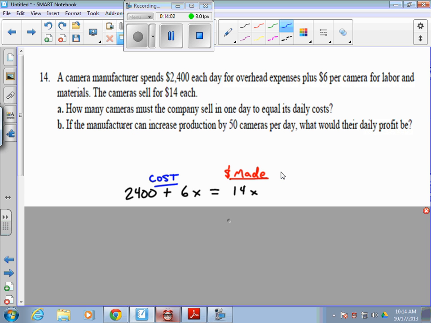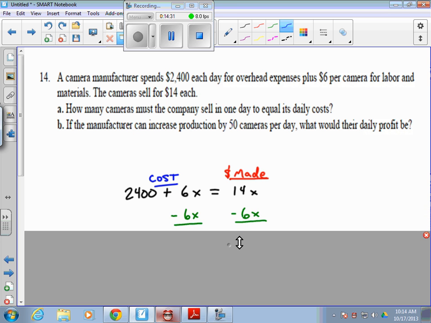So the costs are $2,400 plus 6x, or 6 times the amount of cameras. The amount of money made is 14 times the amount of cameras, x. It asks how much they have to sell to break even, or for it to equal. So 2,400 plus 6x equals 14x is how you set up the equation. Once it's set up that way, solve for x by going through your order of operations.